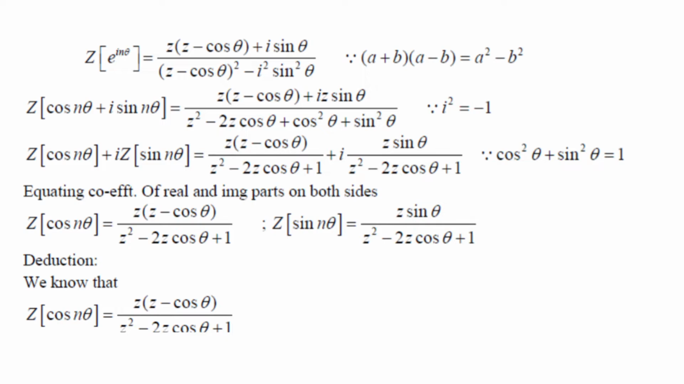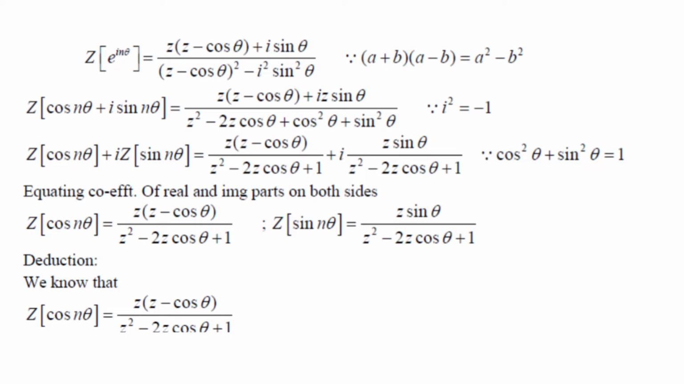So Z of cos n theta plus i sin n theta is equal to z into z minus cos theta plus i z sin theta by z square minus 2z cos theta plus cos square theta plus sin square theta. And simplify the term: Z of cos n theta plus i Z of sin n theta equal to z into z minus cos theta by z square minus 2z cos theta plus 1 plus i into z sin theta by z square minus 2z cos theta plus 1. We know that cos square theta plus sin square theta equal to 1.